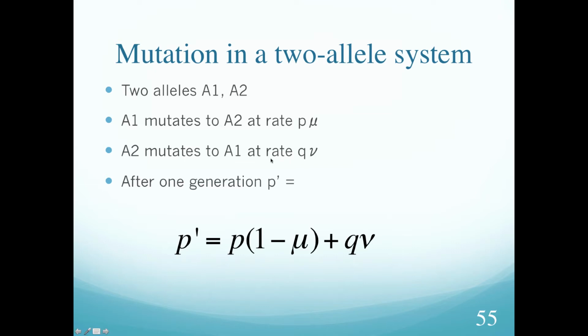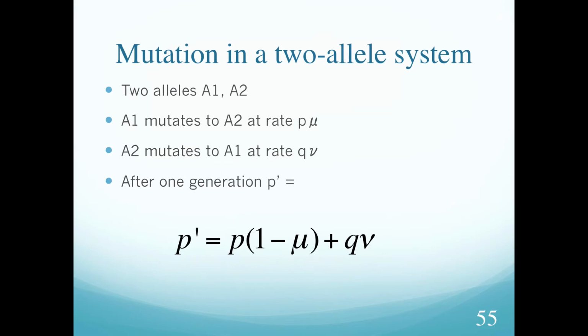And then after one generation, P prime, the value of P, the frequency of the A1 allele, after one generation is simply P prime = P times (1 minus mu) plus Q times nu. So we're having an increase. This is how much P is increasing. This is how much P is decreasing.